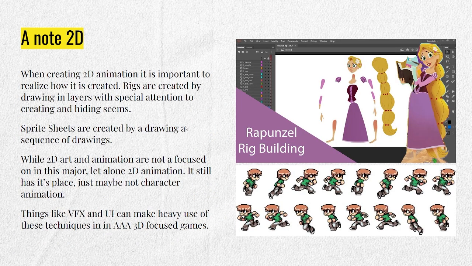A note on 2D. When you are creating 2D animation, it is important to realize how it is created. Rigs are created from drawings with layers and special attention paid to hiding seams. You see this Rapunzel. You're not seeing all of her leg, but we have like half of her leg. You're seeing the little nubs where her elbows will meet for their lower and upper arm. They're the same color, so they'll blend into each other.